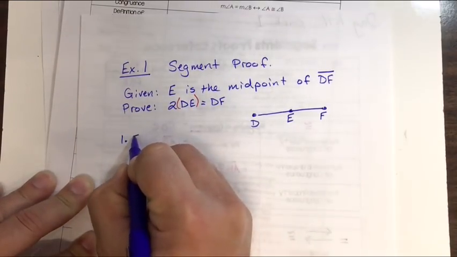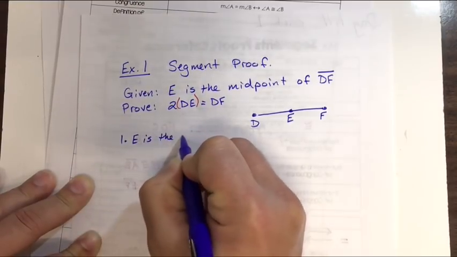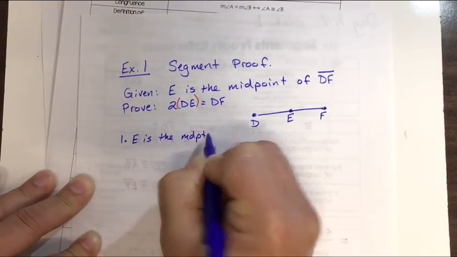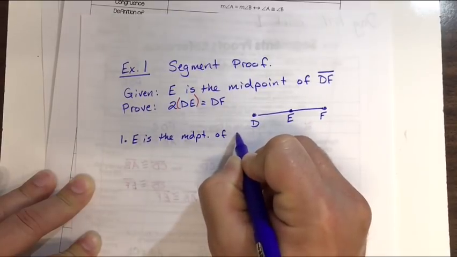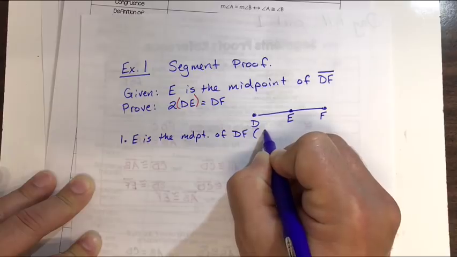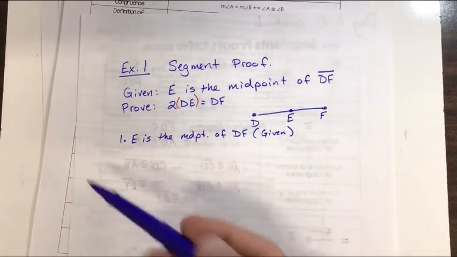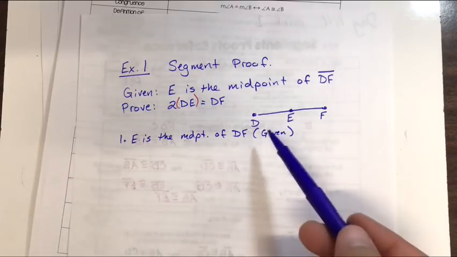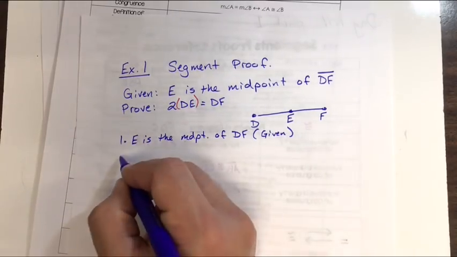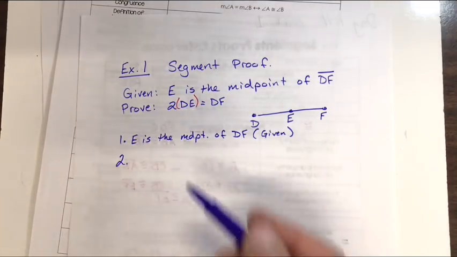So I'm going to write the first statement as my given. E is the midpoint, and you can abbreviate, of DF. And then in parentheses, I'm going to write my reason that is given. This is another way to organize a 2-column proof. You can just make a list of your statements, and then each reason is given in parentheses.